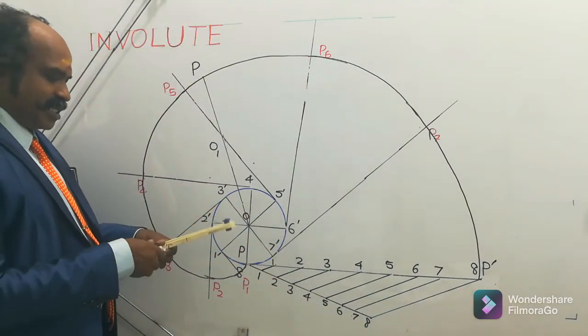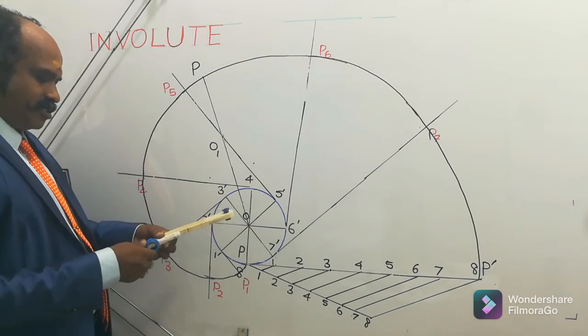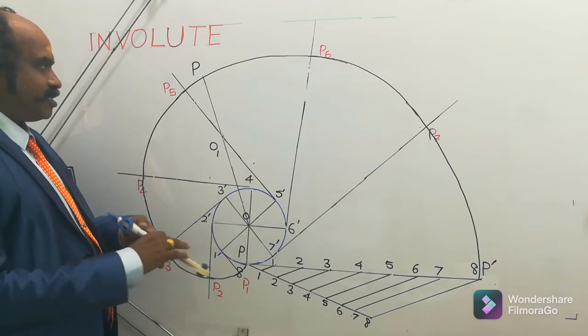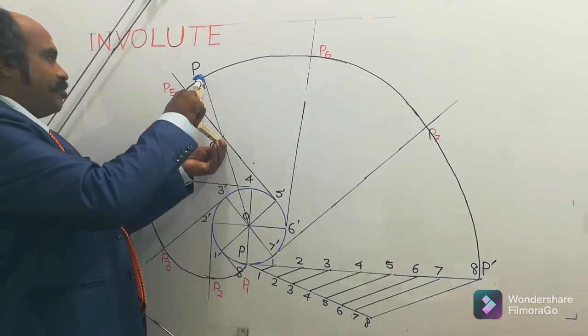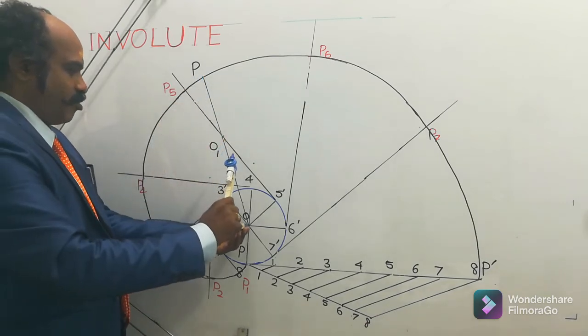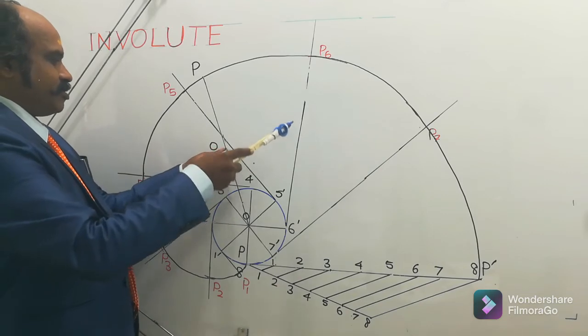So next, take your compass. So draw a semicircle. Semicircle means half of the circle. So measure, take the distance O, O suffix 1. The OP distance is there, or the distance is there, O and O suffix 1. That distance is the same. So draw one.